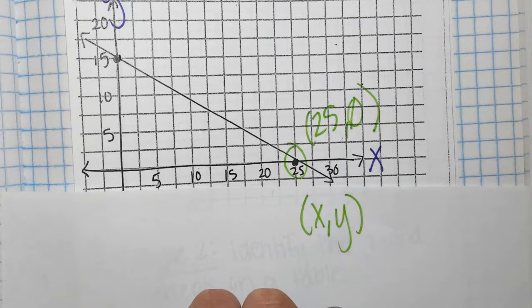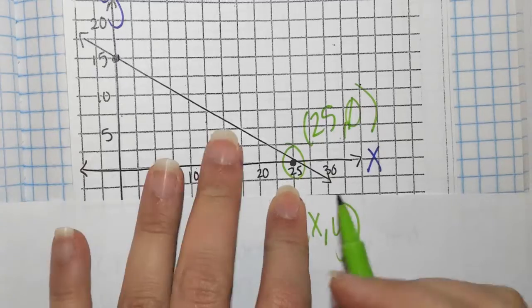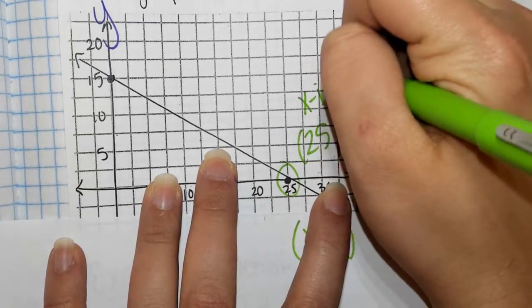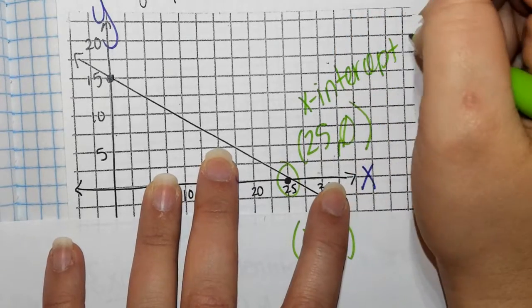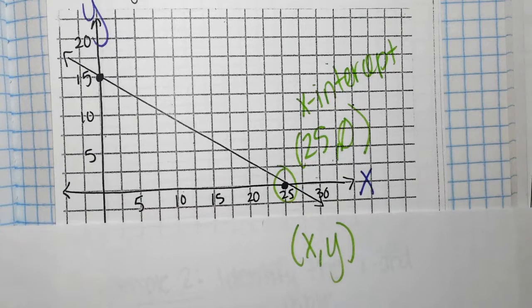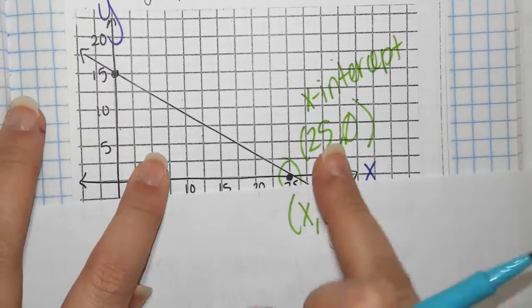Alright, so this is the x-intercept. It's 25, 0. I think maybe we should just follow directions and then they wouldn't have to say anything. Alright, so this is our x-intercept.